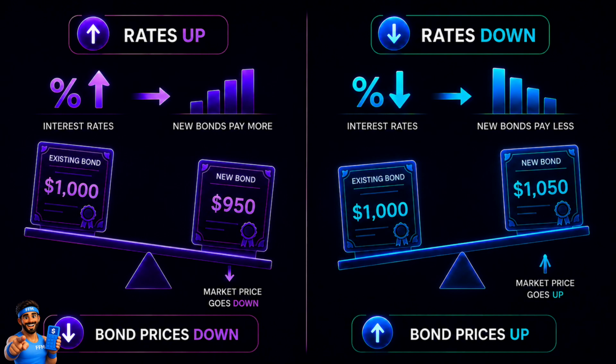When rates go up, existing bond prices go down. When rates go down, existing bond prices go up. If you own a bond paying 3% and new bonds are being issued at 5%, your bond is less valuable. This is why bond funds got hammered in 2022 when rates were hiked aggressively, and why they've recovered somewhat since.